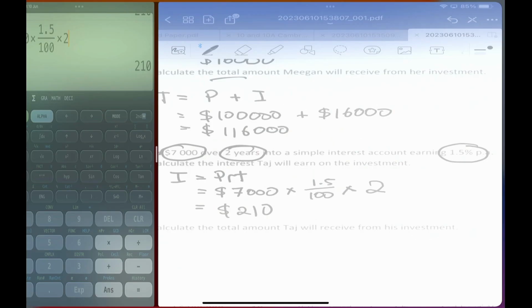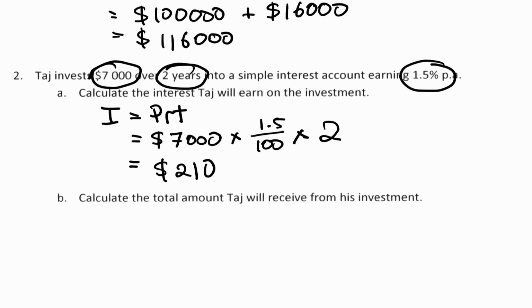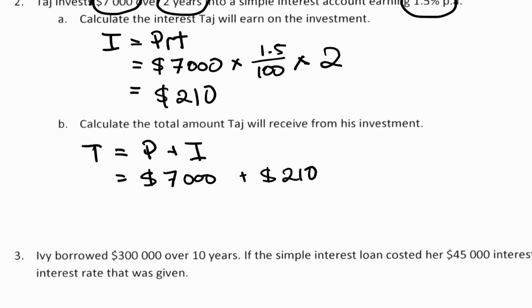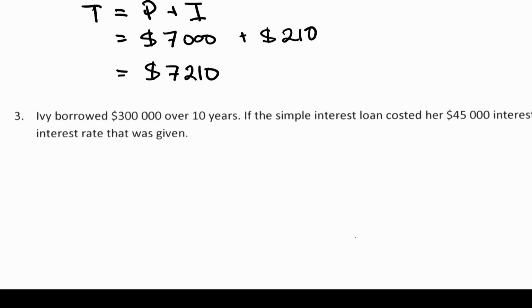Calculate the total that Taj will receive. So the total is the original amount Taj had, the principal, plus the amount that Taj has earned, the interest. So the principal was $7,000 and the interest was $210, giving Taj a total of $7,210.